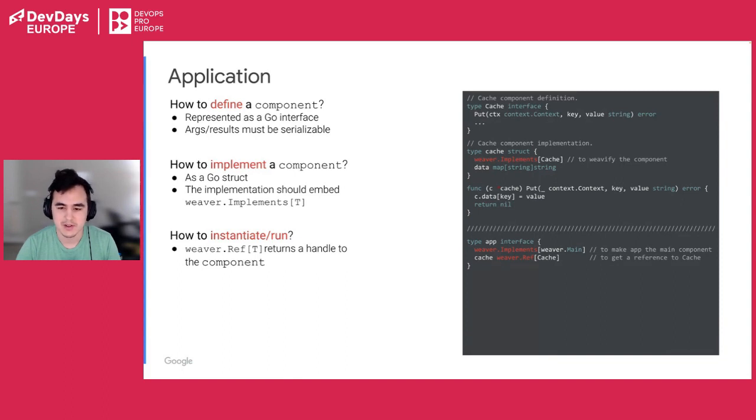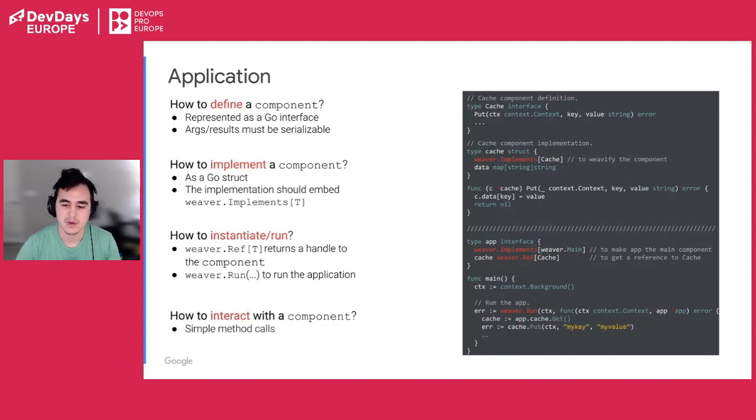So when we have a field like cache here, it says, hey, I'm a component and I'm going to talk to this other cache component, so please give me a reference to it. And then finally, we have our main, we call weaver.run, which will get passed an instance of our app. Then we can use the app to get the cache reference and call methods on it.